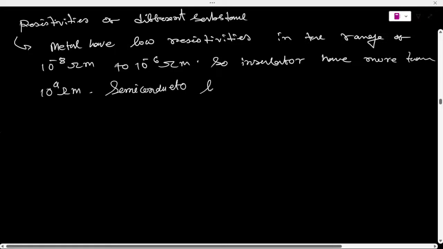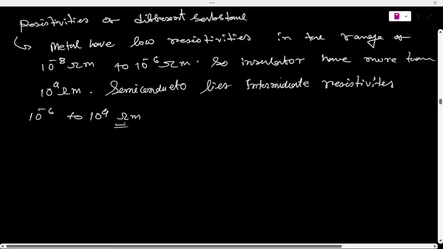Semiconductor lies in intermediate resistivity, which lies between 10 to the power minus 6 to 10 to the power 4 ohm meter.